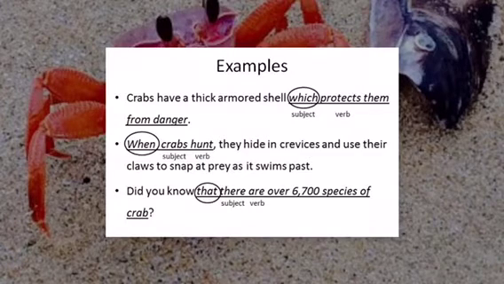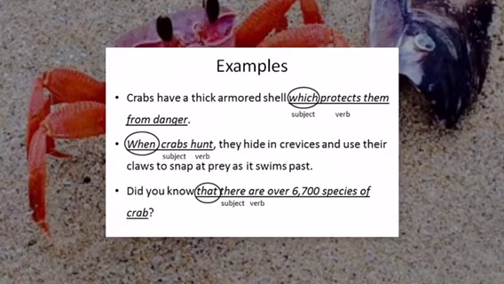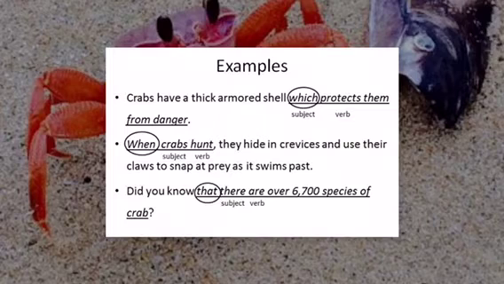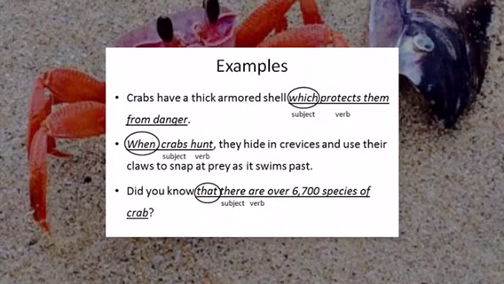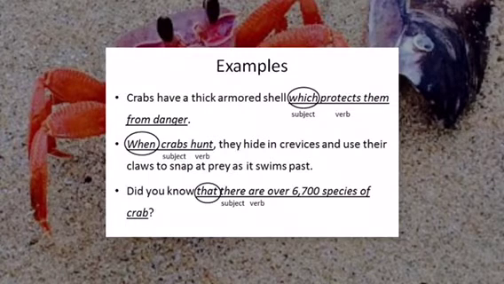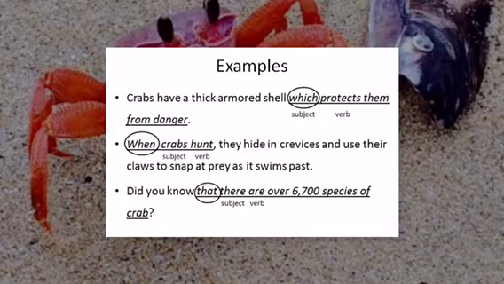Let's move to the second example. When crabs hunt, they hide in crevices and use their claws to snap at prey as it swims past. When crabs hunt is the dependent clause in this sentence, and you'll notice it's right at the beginning. Dependent clauses can be included at the beginning, middle, or end of a sentence. The subject of this clause is crabs, and the verb is hunt.